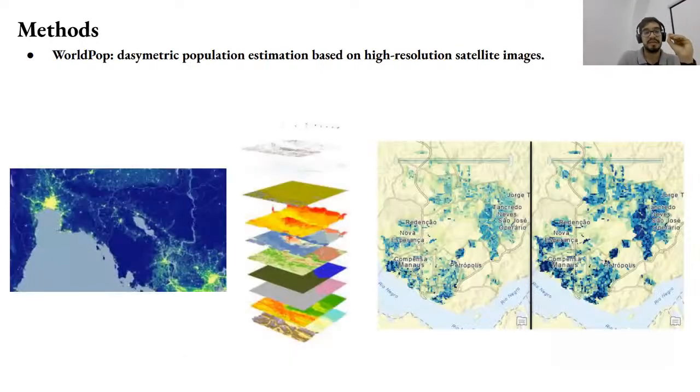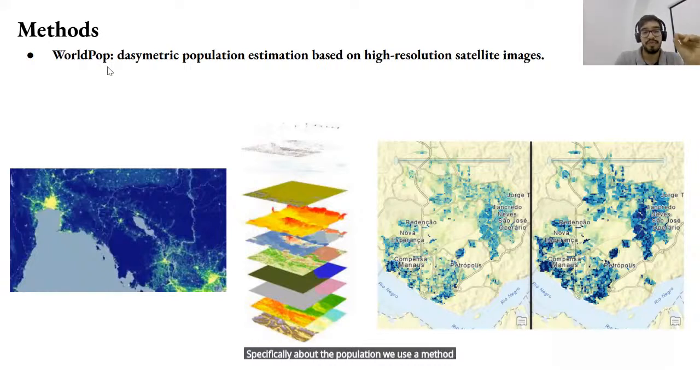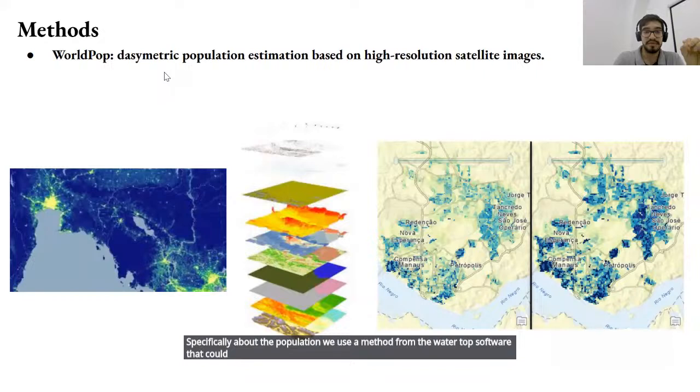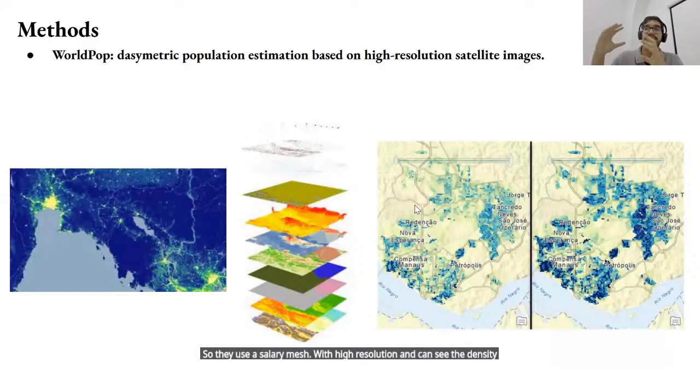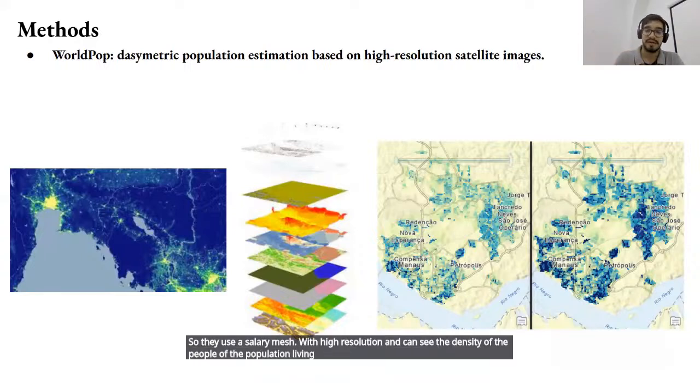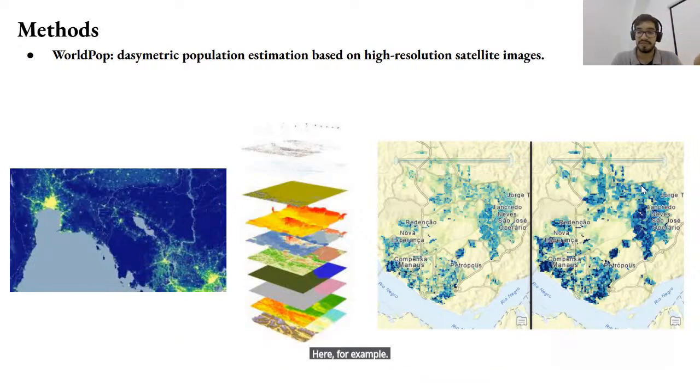Specifically about the population, we use a method from WorldPop software that could estimate the population using a metric estimation based on high resolution satellite images. So they use high resolution satellite images and can see the density of the population living in specific areas. Here, for example, we have a high concentration in one area and a low concentration in another place.